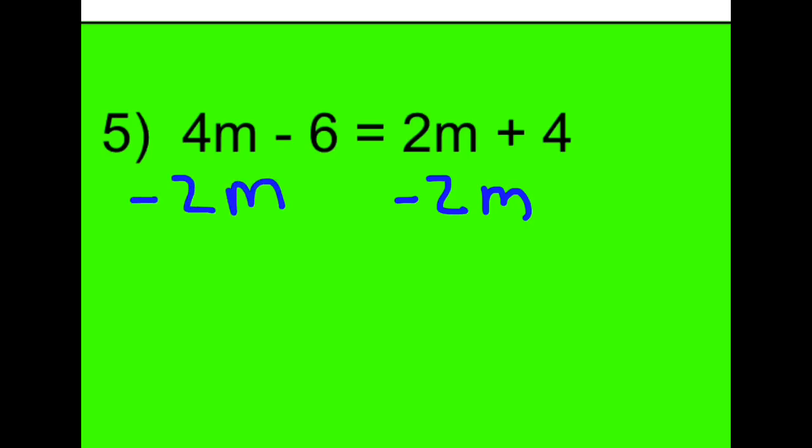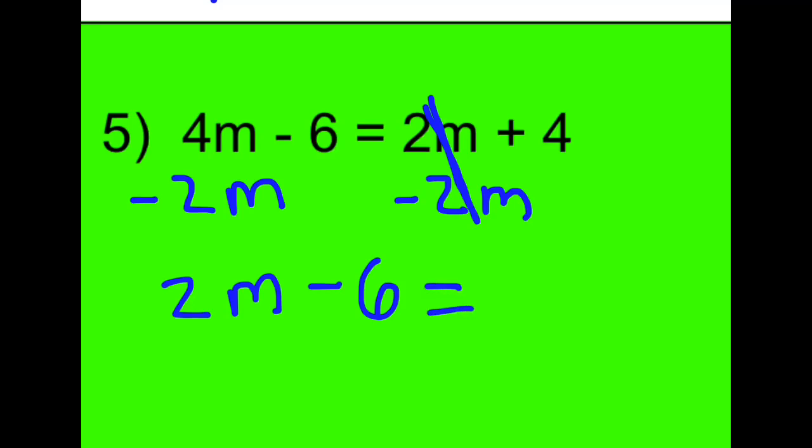Now watch what happens when I simplify this. 4m minus 2m is 2m. I still have minus 6. And now on the other side of the equal sign, 2m minus 2m disappears. And I have equals a positive 4, which I'm just going to write as 4. And then all of a sudden, I've got one of those two-step equations again.